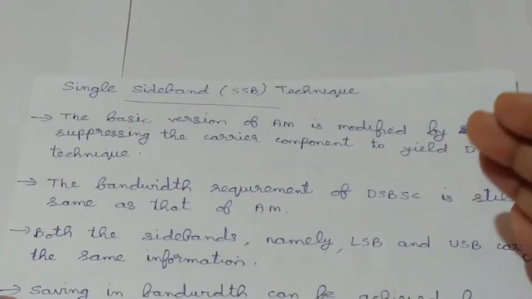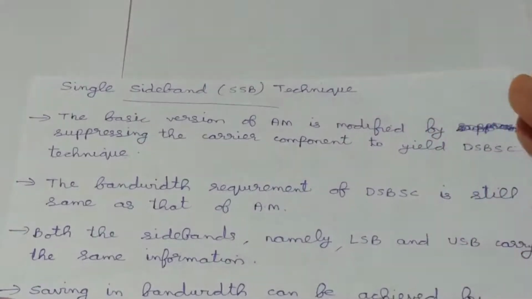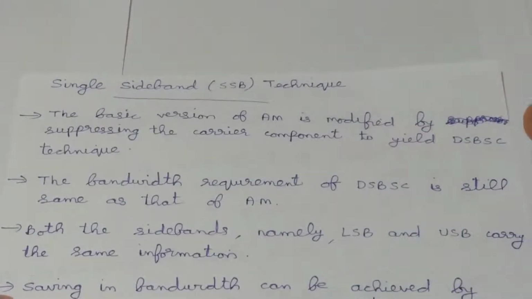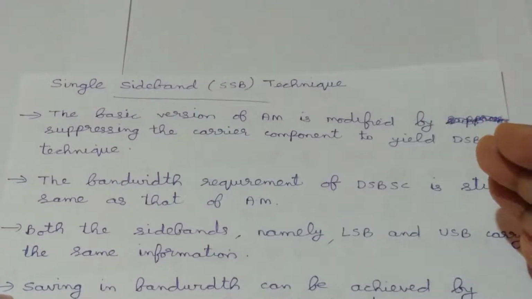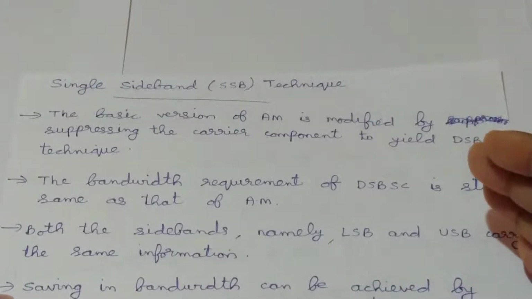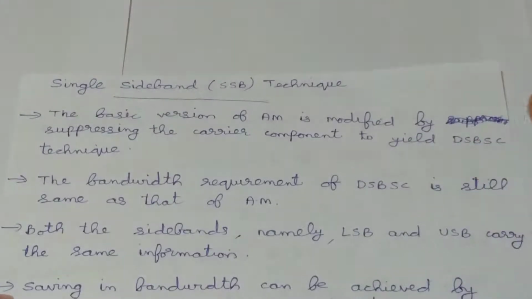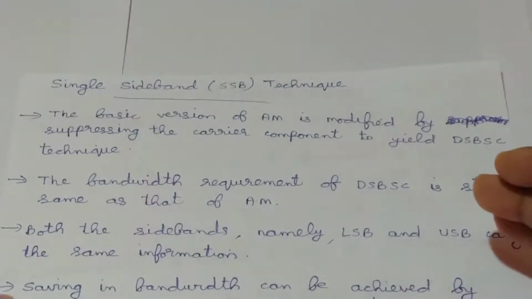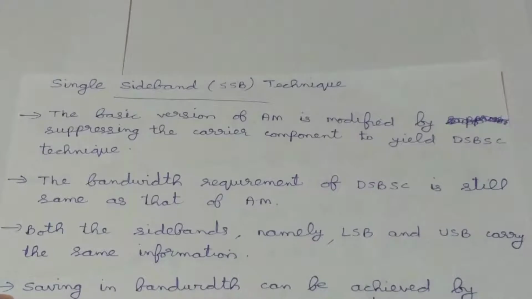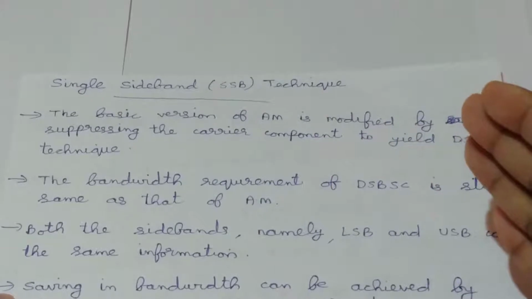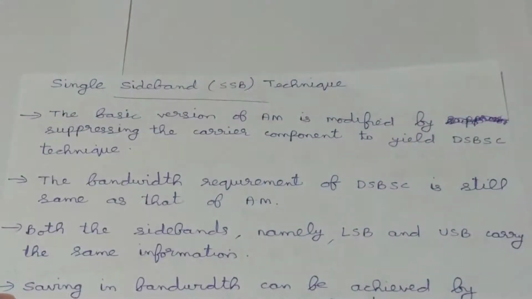Then when we consider the lower sideband and the upper sideband, those sidebands carry the same information. The lower sideband equation is mVc by 2 cos (omega c minus omega m) t, and the upper sideband equation is minus mVc by 2 cos (omega c plus omega m) t. So the frequency components and the amplitude part are the same in the lower sideband and upper sideband, and only a sign difference is there. So both the sidebands carry the same information.